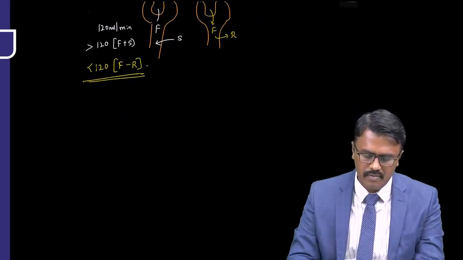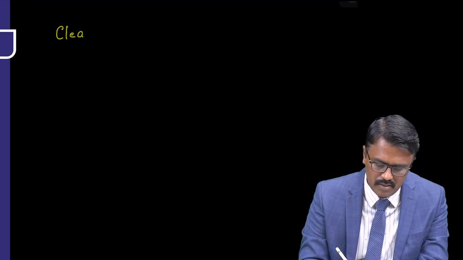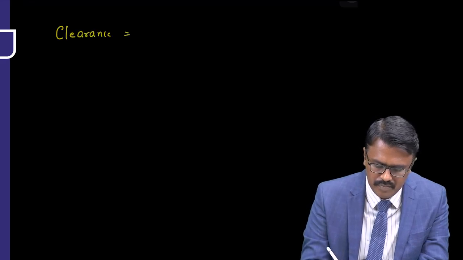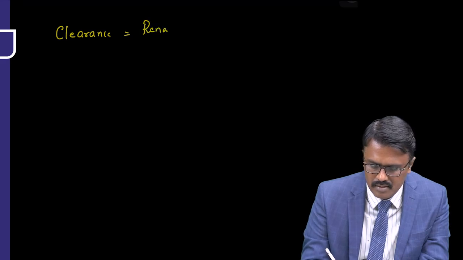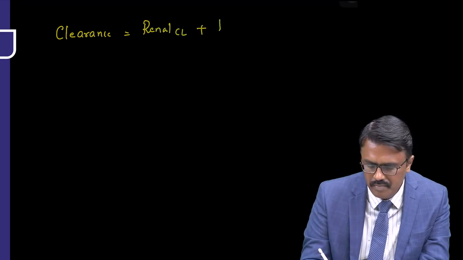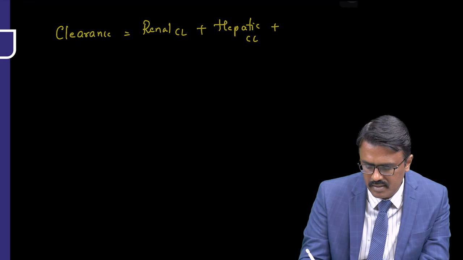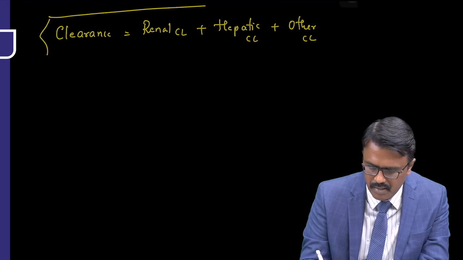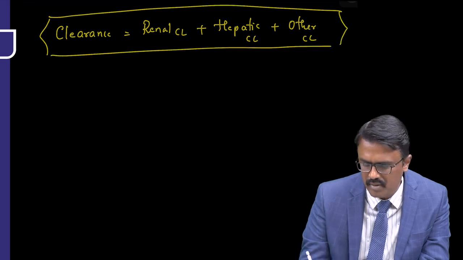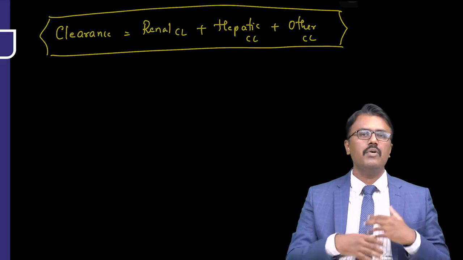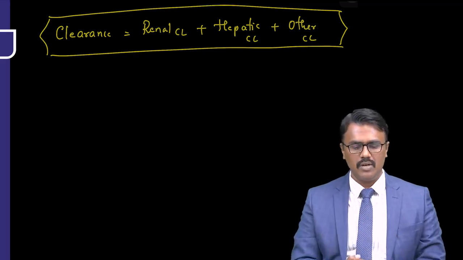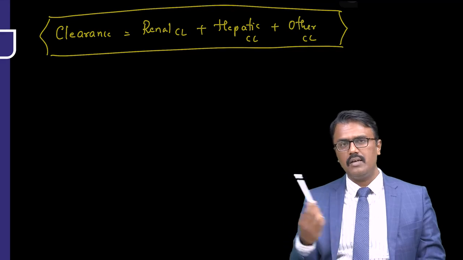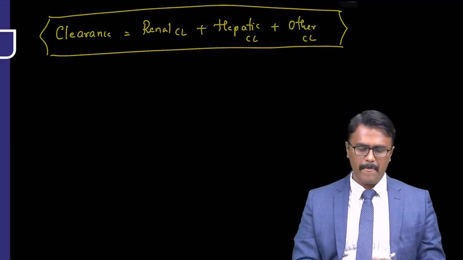Now, whenever we think of clearance, remember the drug is cleared with various points. So clearance is equal to renal clearance plus hepatic clearance plus other routes of clearance. So the total is what we mean by clearance. So clearance is not only by kidney, because we have discussed drug will go with other routes also.